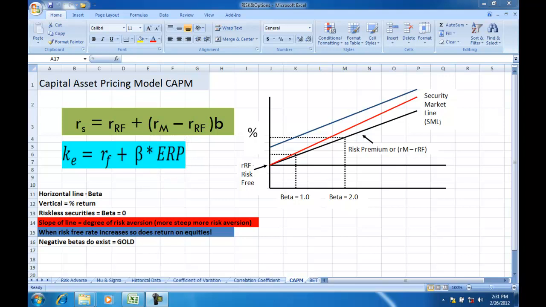Now beta is the part of the equation I feel is the most important. Now I suggest that you watch my video on how to calculate beta. This is how we quantify individual risk. The higher the beta, the more risky the stock, therefore the higher the return.